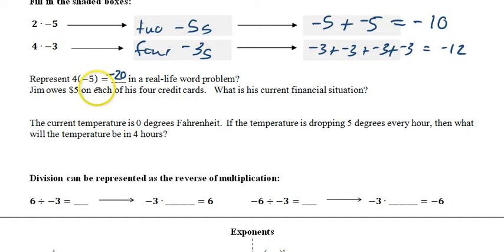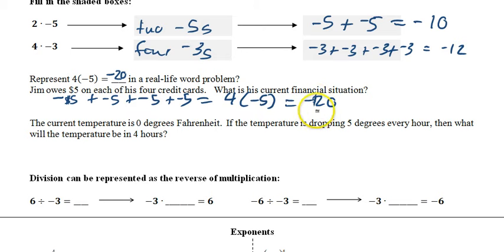Jim owes $5 on each of his 4 credit cards. Well, he owes $5 on how many credit cards? 4. This is the same as 4 times negative 5, right? It's repeated addition, which gives us negative $20. That is his current financial situation. He owes, oops, we don't need the minus because we just put owes $20.